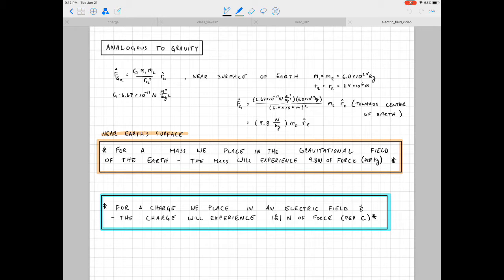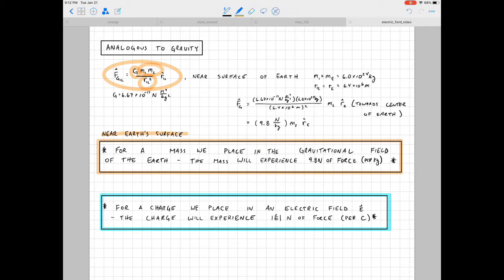So we are going to talk about the electric field as an analog to the gravitational field, or an analog to what we've discussed with gravity. If you remember, the expression for the universal law of gravitation is what I've just circled, where you've got the gravitational constant multiplying both m1 and m2, so gravity is the force between two masses, divided by the separation between those masses squared.